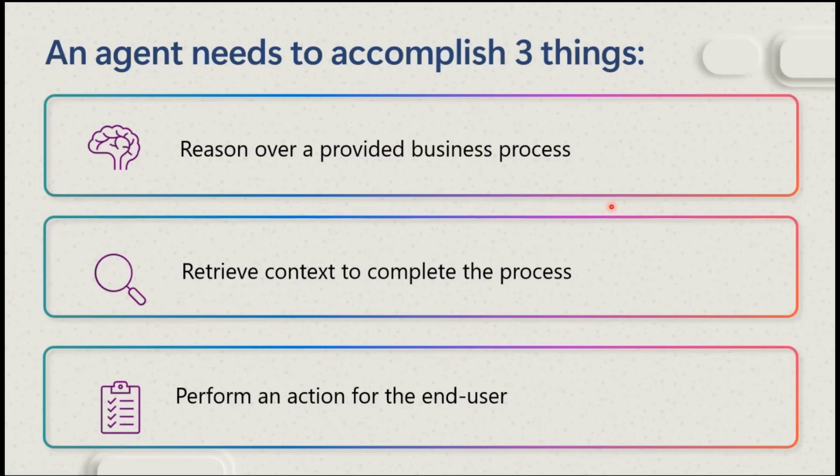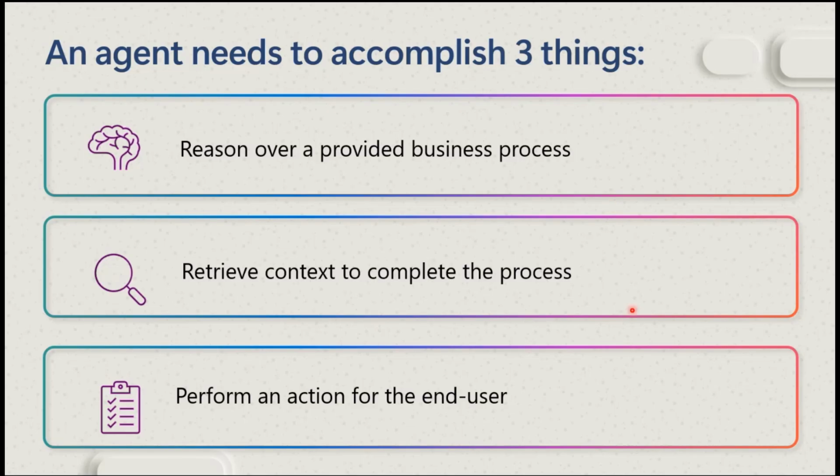And so normally, an agent will need to accomplish three things. One is it needs to reason over a provided business process. This represents the agent's ability to think logically and make decisions, and enables the agent to interpret context, evaluate the different options, and then from there plan next steps.